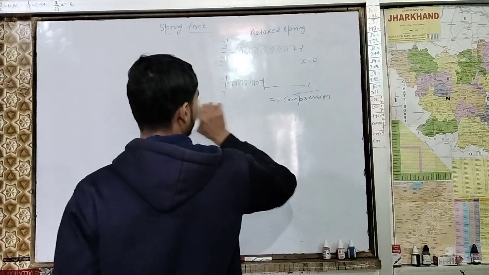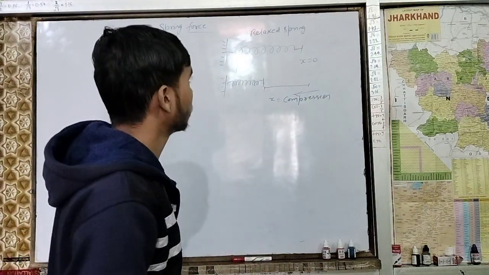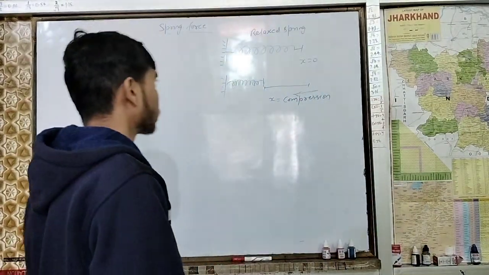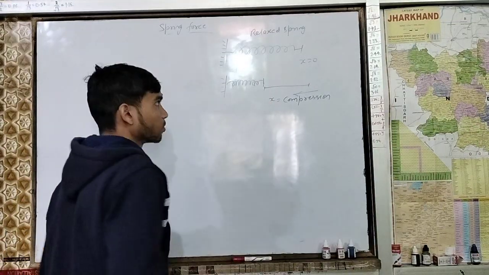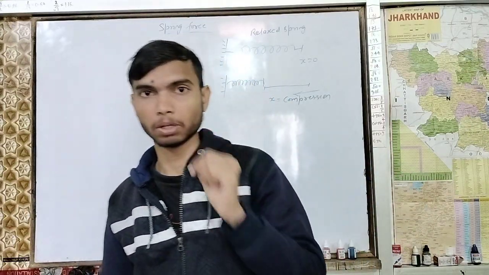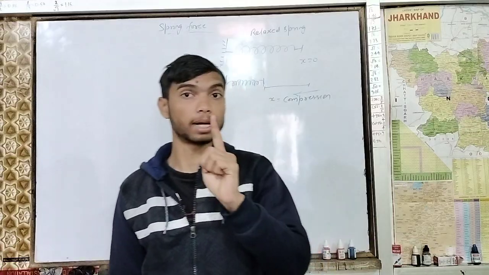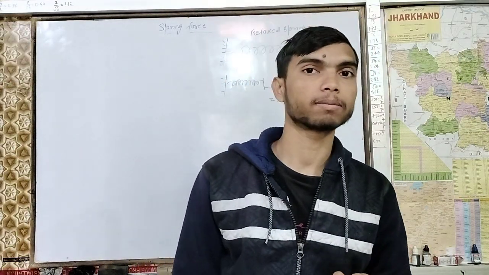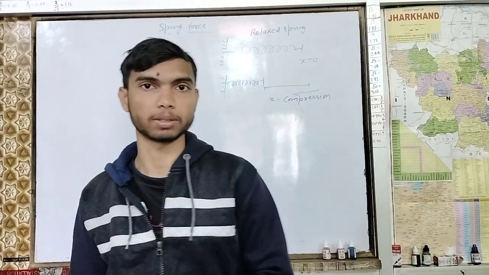Remember, this was one point. The first was that the spring is relaxed, where x is 0, with 0 net external force. The second is, after applying force, after pushing the spring, x will be our compression. We applied external force, so there will be a displacement. So work done will be something.